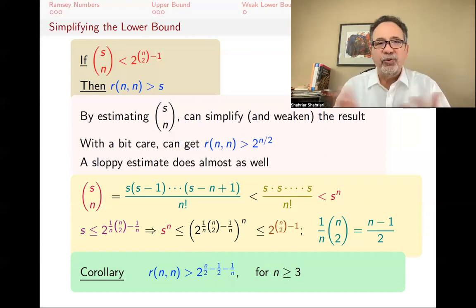And for n greater or equal to 3, when you always have to watch out what happens when things are very small. And this is very similar to that 2 to the n over 2. I'm subtracting a little bit more. That makes it a little bit weaker, but not that much weaker.